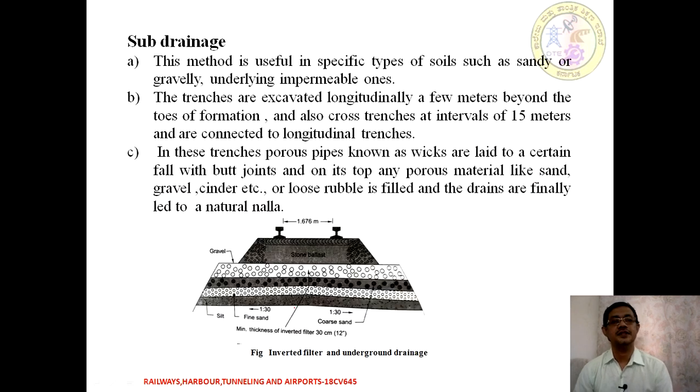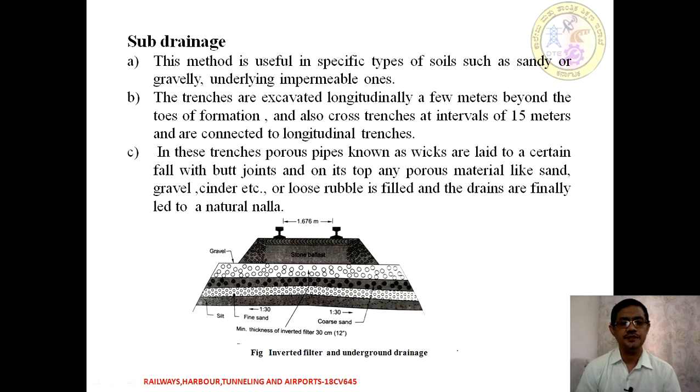Next is the sub drainage. This method is useful in specific types of soil such as sandy or gravel, where the underlying layer is impermeable, and then we provide a sub drainage system. The trenches are excavated in a longitudinal direction a few meters behind the toes of formation. Also some cross trenches at an interval of 15 meters are connected to the longitudinal trenches.